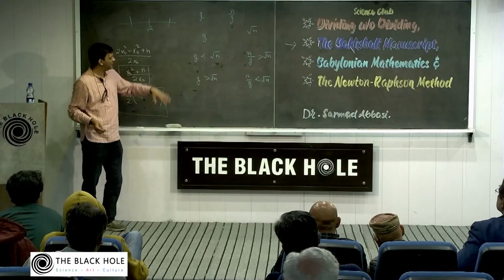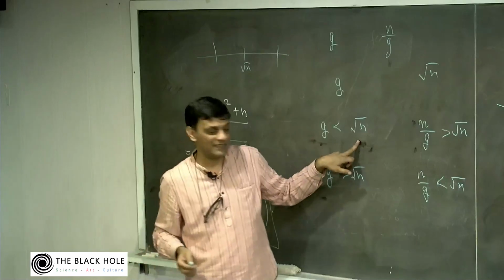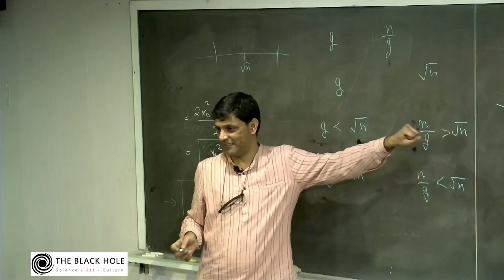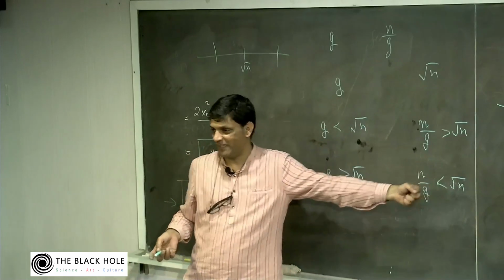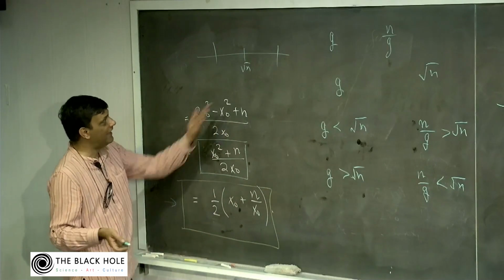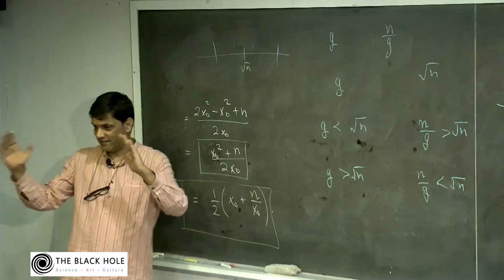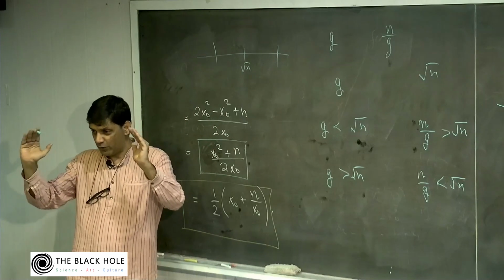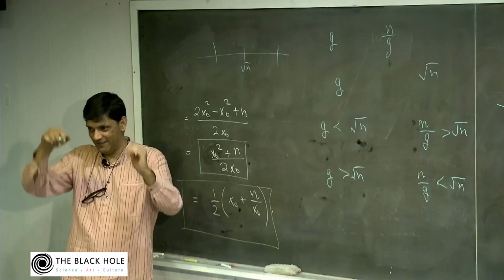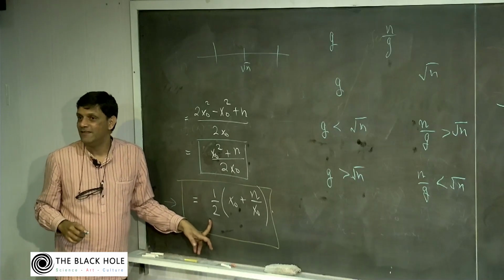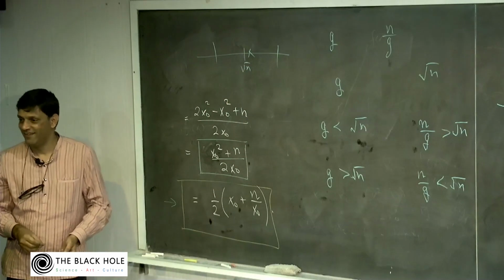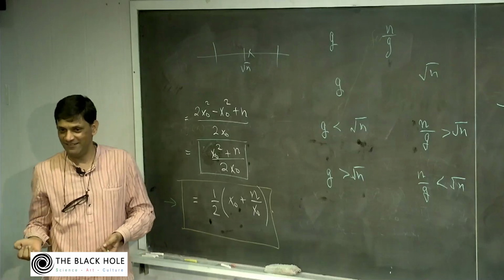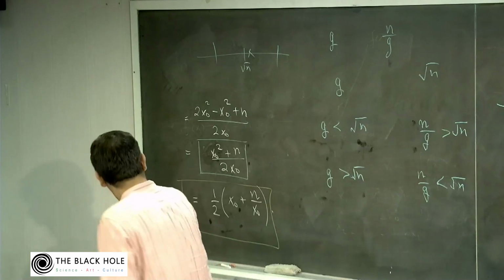It's lovely that it works either way. If the guess is smaller than your answer, then n over guess must be larger than your answer. If the guess is larger than your answer, then n over guess must be smaller than your answer. That means the guess and n over guess bound your answer. So let's take the arithmetic mean of that. That will be somewhere here, and that will be a better guess. And keep doing that. It's really beautiful.